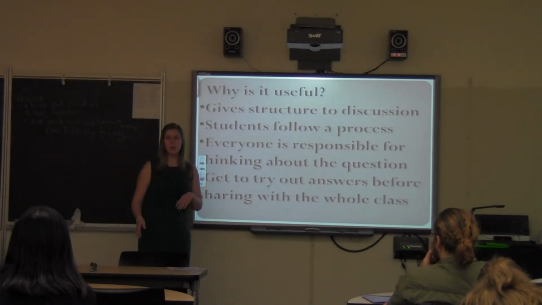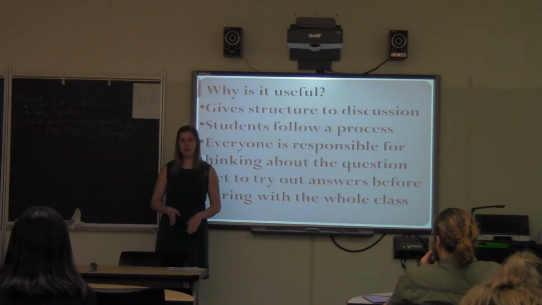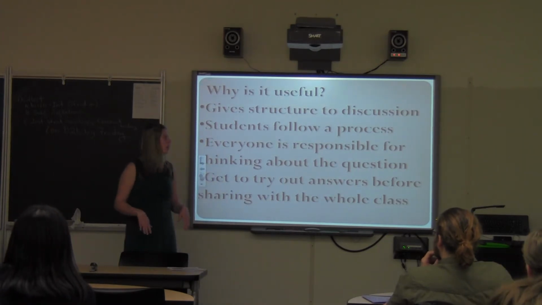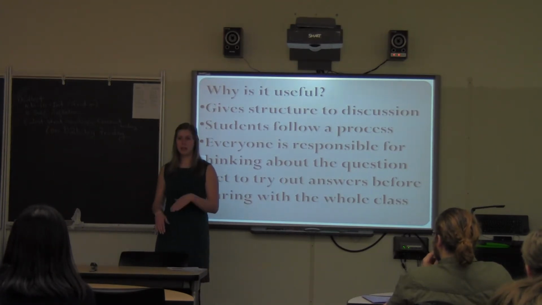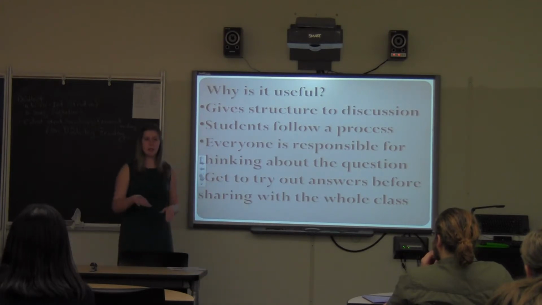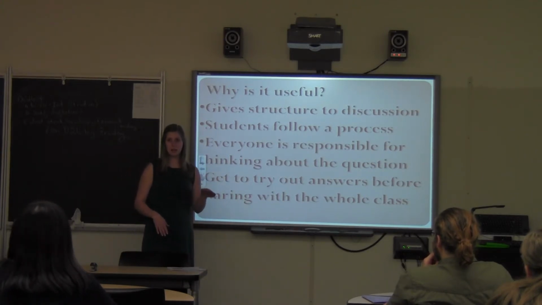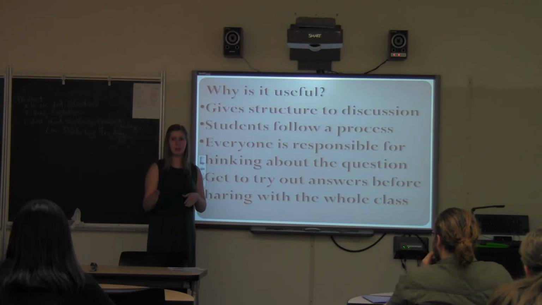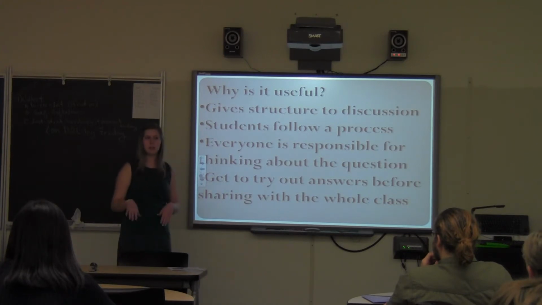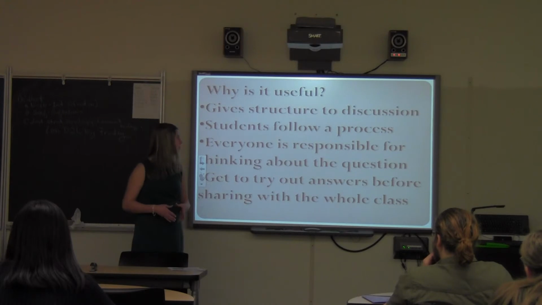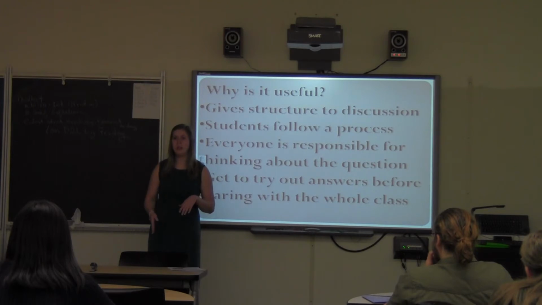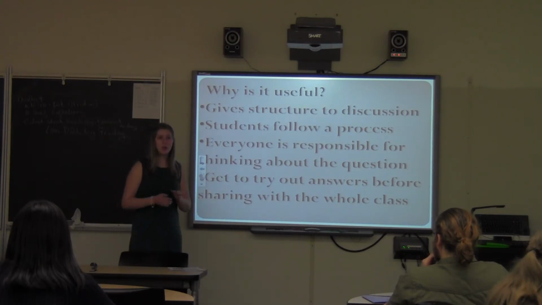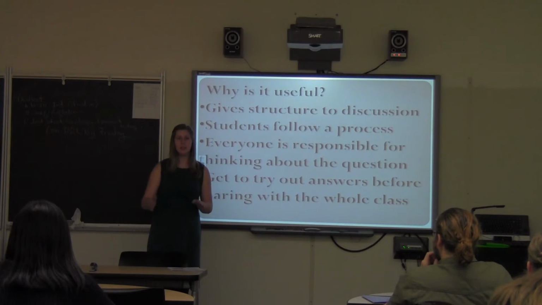And why is it useful? This is a discussion that the students are having, and this way it gives structure to the discussion. Plus, the students follow a certain process that you use, and it's helpful to switch up the pairs frequently so they're not stuck talking to the same person every time. Also, give them adequate thinking time, but don't allow too much time where the discussion can go somewhere else, which is why you also want to walk around while they're having their discussion. This makes sure that everyone is responsible for thinking about the question and bringing their part to it. And it helps those shyer students who don't want to say their idea out loud in the classroom. They get to try out their ideas first before saying them out loud to the classroom.